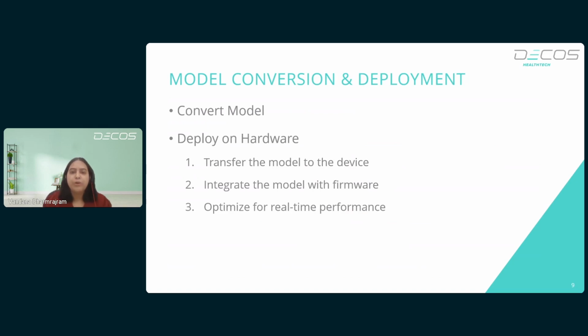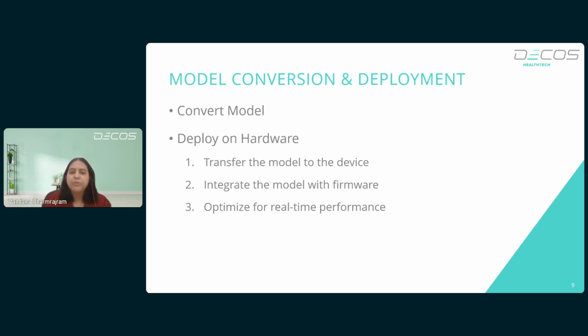Before we can run our model on a microcontroller or an edge device, we need to go through the crucial step of model conversion and deployment. Most machine learning models are trained on high performance computers, but edge devices like microcontrollers have very limited memory and processing power. That's why we need to convert our model into a lightweight format. Now the question is how to do this. If we train our model using TensorFlow, it would be in a format that is too large and complex for an embedded system.